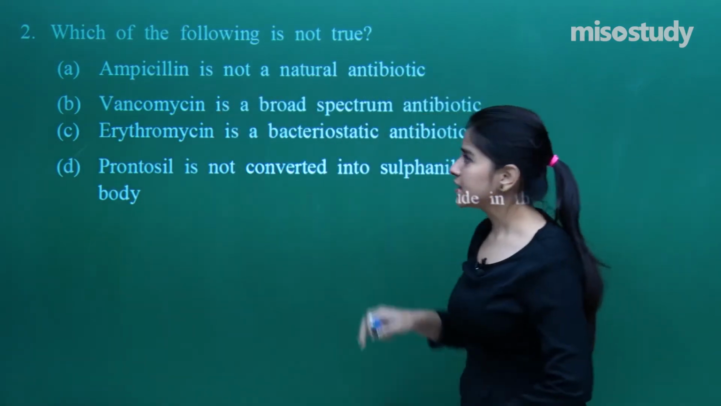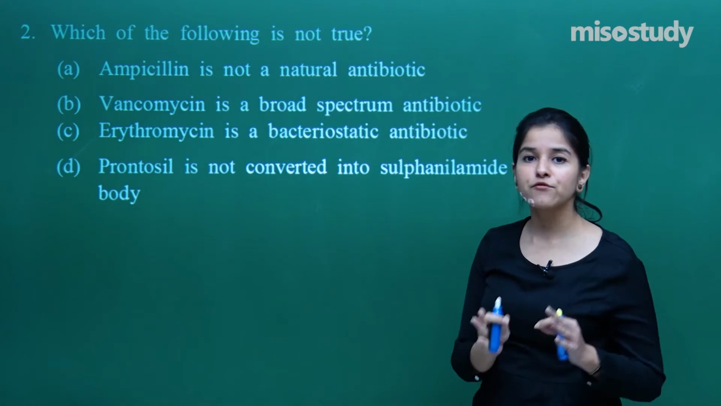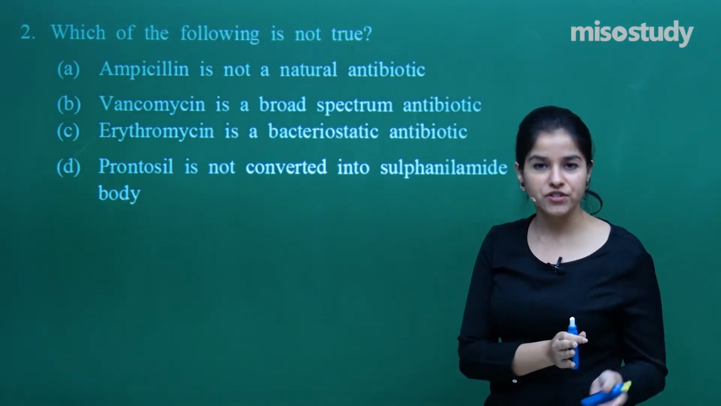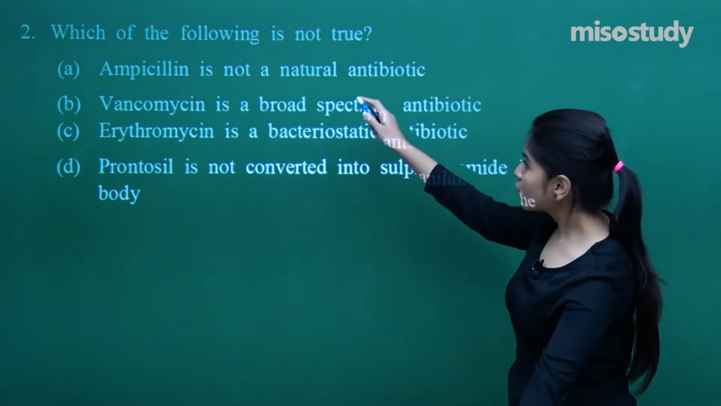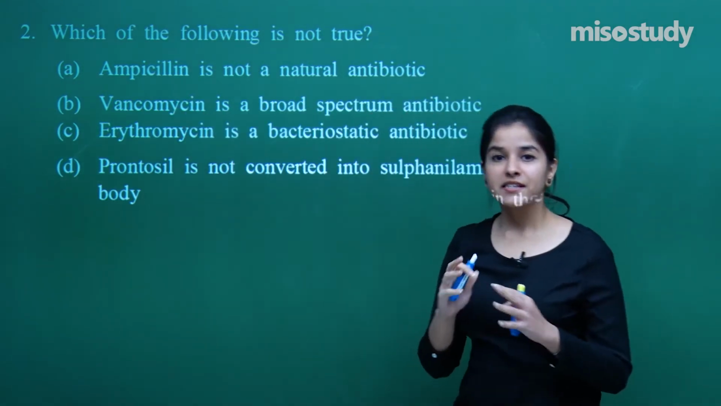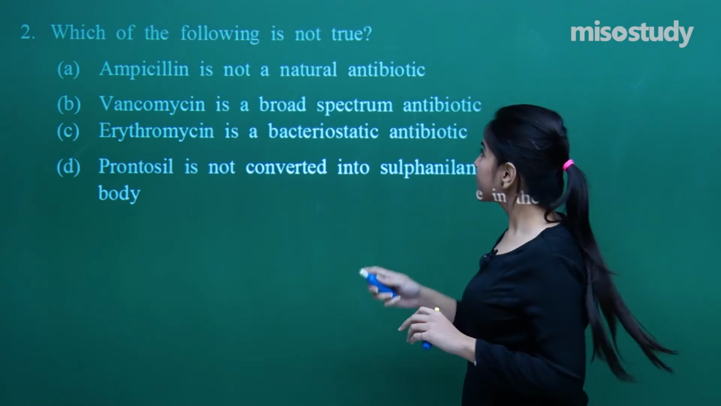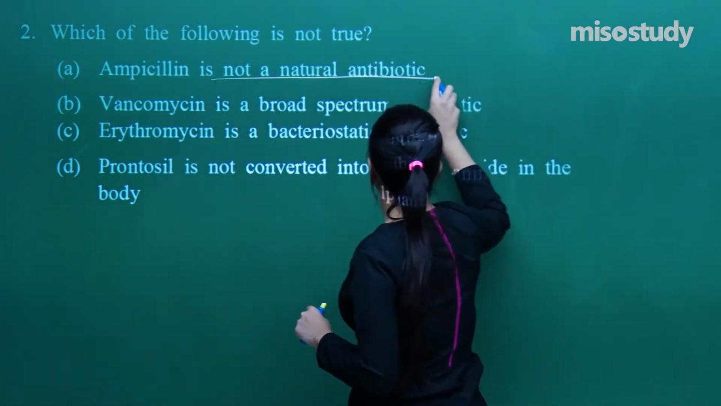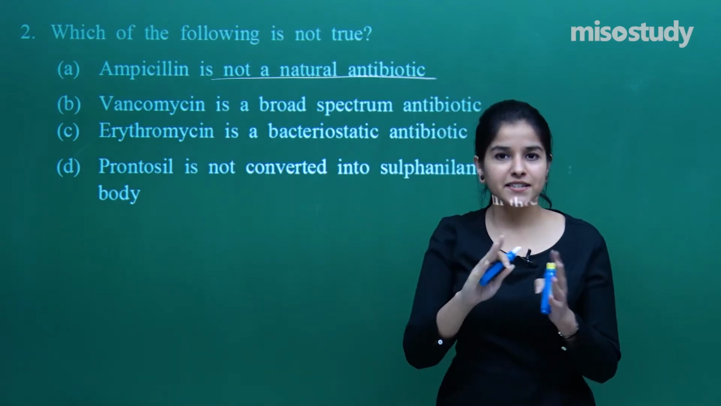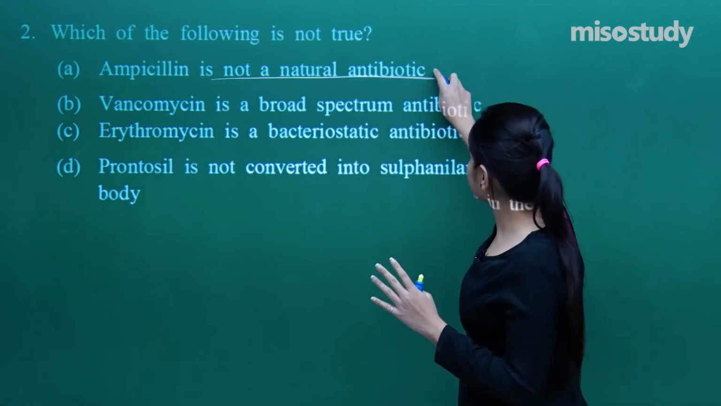What is ampicillin? We have discussed this if you have followed my previous question rounds, that is for the mains as well as NEET. So I had told you that ampicillin is semi-synthetic penicillin. So that means it is not a natural antibiotic but it's semi-synthetic. So this is true.